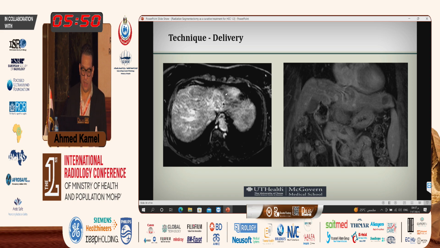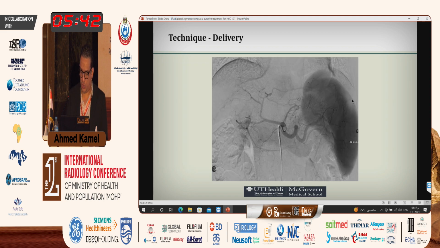There is a lot of motion artifact here, but this is the tumor in segment 2/3. This is the delayed phase showing washout. And here is the angiogram. Celiac angiogram shows the tumor right here. It's hypervascular. And this is the left hepatic artery, and you can see it's probably supplied by this artery.